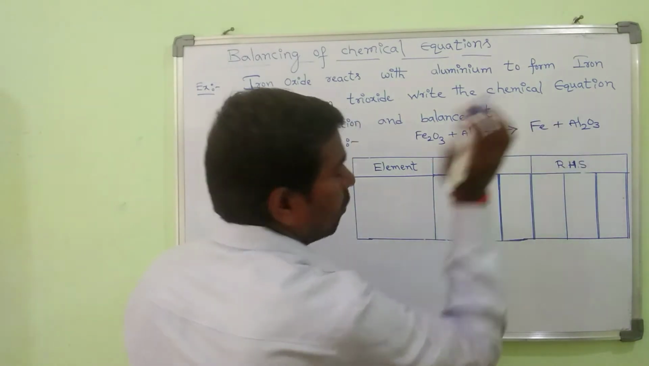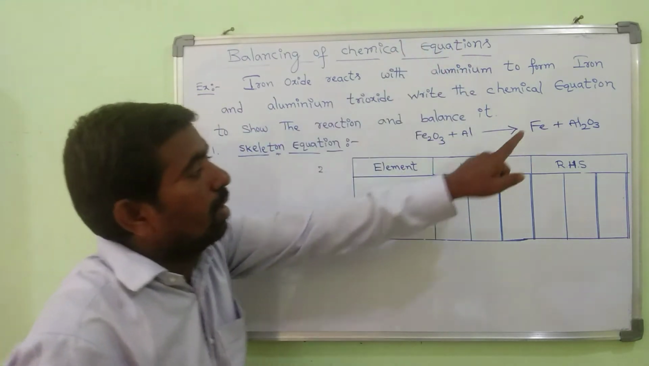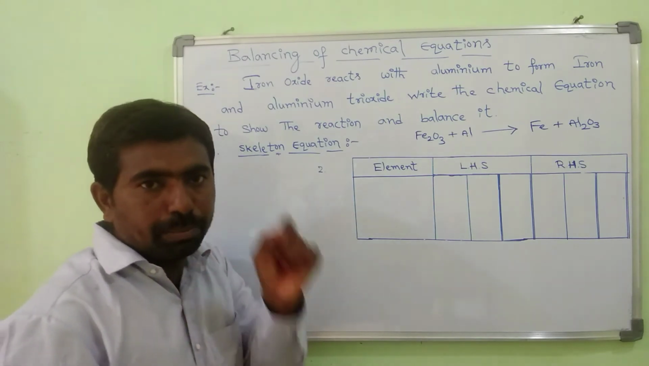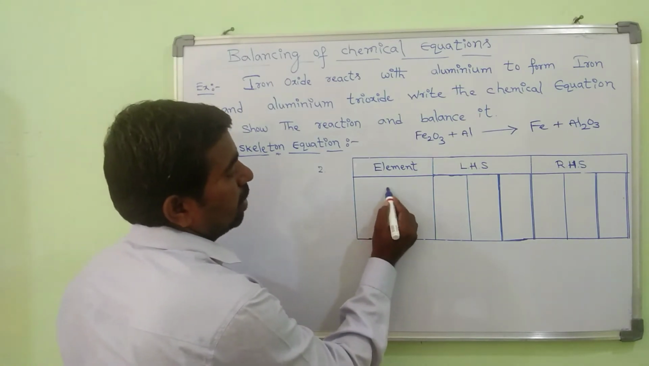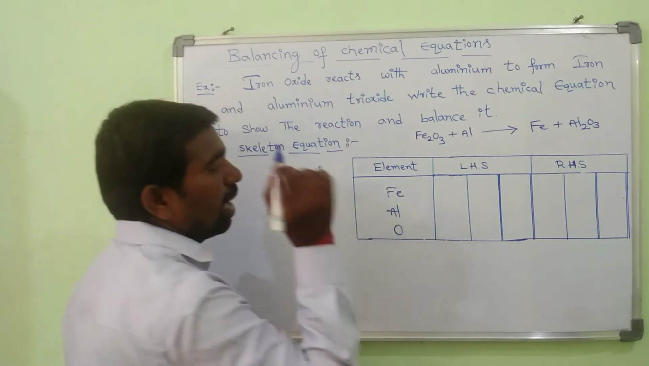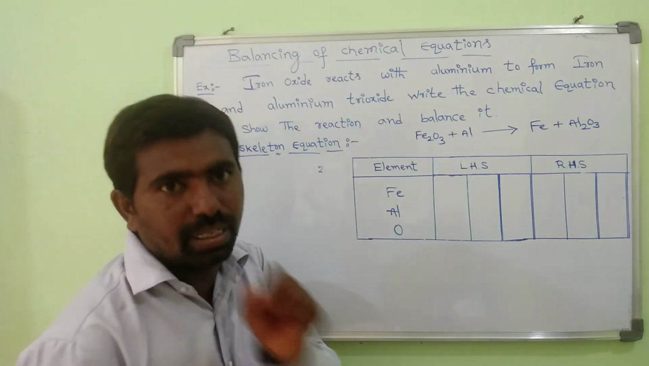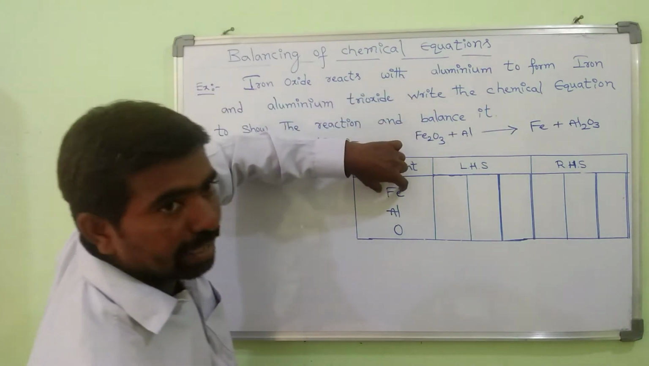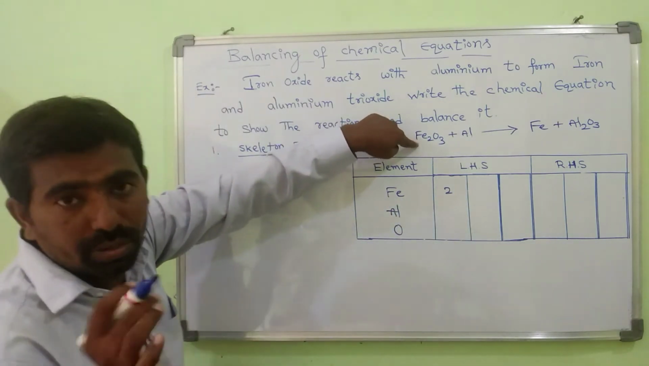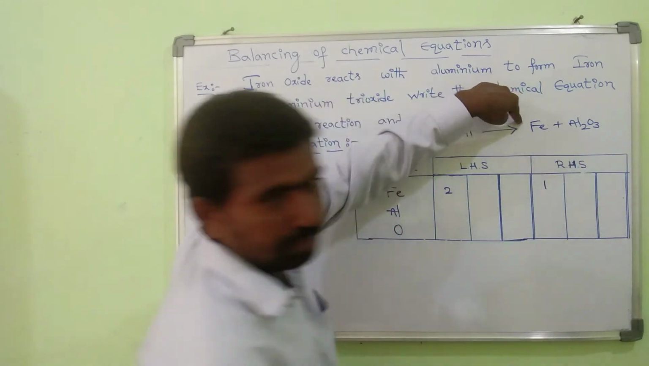Now observe this skeleton equation: iron, oxygen, aluminium. Only three types of elements are participating. So I am writing those three types of elements. One is Fe, another one is Al, last one is oxygen. On the left hand side, that means the reactants side, iron atoms: Fe2O3, Fe2, that means two iron atoms are there in the left side. In the right side, iron atoms, only one.